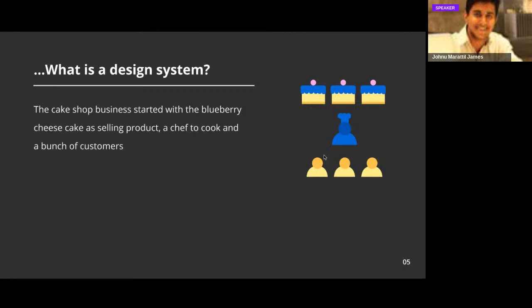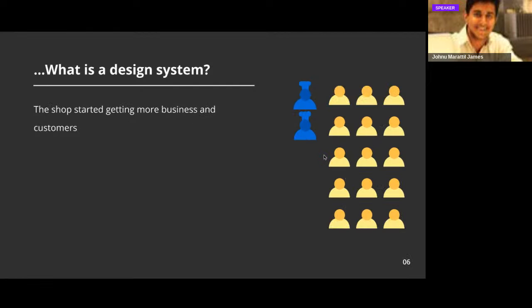So the cake business started with a blueberry cheesecake as the selling product, a chef to cook, and a bunch of customers. Slowly, the shop started getting more business and customers because the cake is good. The shop owner has reached a stage where they have to make more cakes to meet the requirements. Also, the brand is now famous. They can scale up the business too.